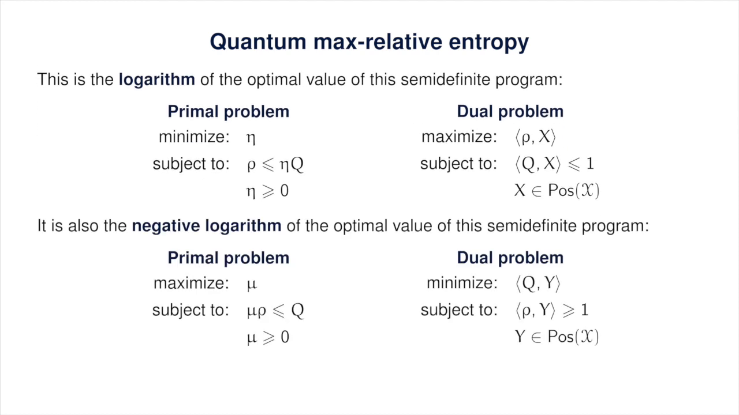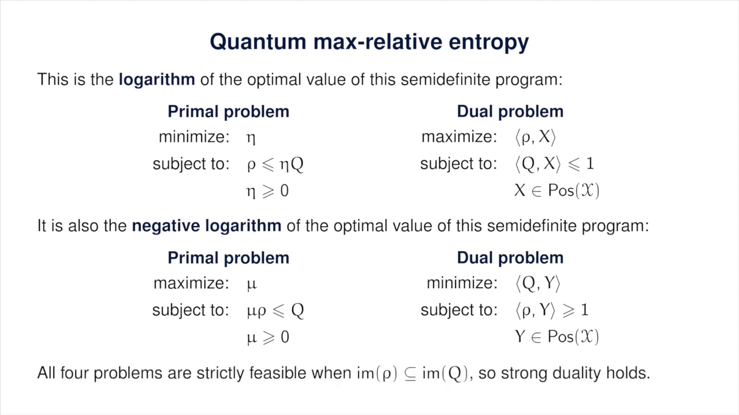It is also possible to express the max relative entropy through a slightly different semi-definite program. The negative logarithm of the optimal value of this semi-definite program is equal to the max relative entropy. This is quite straightforward, in fact. You will notice that the two semi-definite programs are, in some sense, reciprocal to one another.